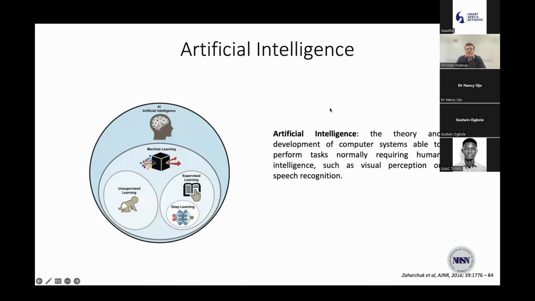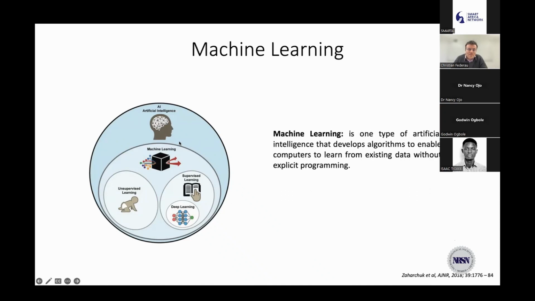So AI, artificial intelligence, is the general concept of a computer doing tasks that normally would be required to be done by a human, and machine learning is a sub-concept of this. Machine learning is a part of AI where you basically train a computer to do tasks using data without explicit programming.